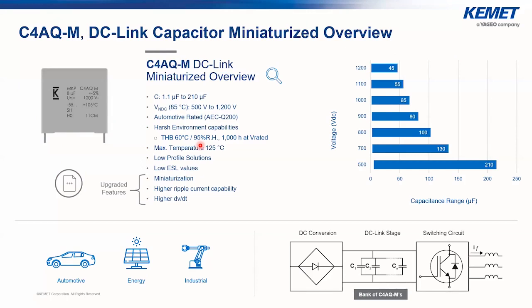The new series that we have recently released is the C4QM. The M in the part number stands for miniaturization compared to the C4Q series. So the main difference, of course, is the mechanical size. That means we get better capacitance efficiency with a lower total volume, and all the other parameters remain the same in terms of THB performance and temperature performance.